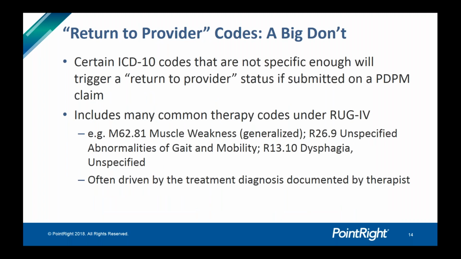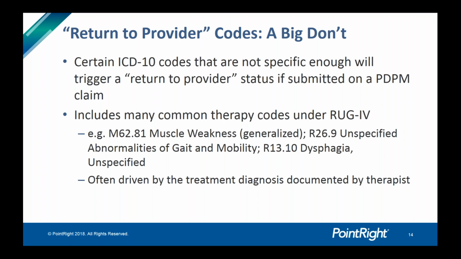Now, there are these things called return to provider codes. Certain ICD-10 codes, if you put them on a Medicare claim and submit it to CMS, will trigger a message called return to provider status because they're not specific enough. If you're submitting it on a PDPM claim as a primary diagnosis, it's going to kick back, basically. And if you think about historic common coding practice, you might think that a lot of these codes that we're used to capturing the reason for therapy under RUG-4 would be kicked out.